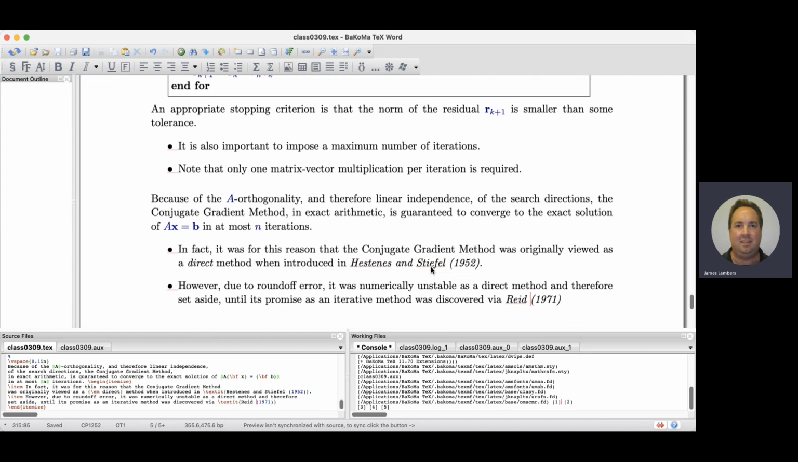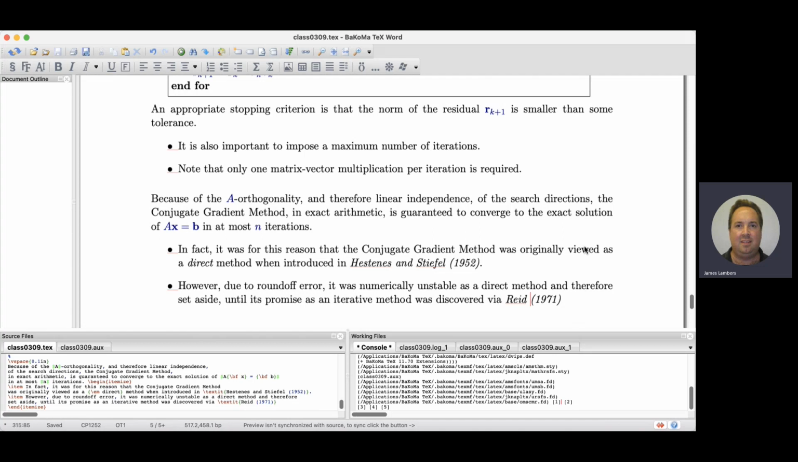But in practice today, it's used for very large systems of equations where you would not want to carry out n iterations, but hopefully it would converge rapidly enough that you could get a sufficiently accurate solution in a lot fewer than n iterations, especially if you have good preconditioning. All right, so this is the state of the art for solving general symmetric positive definite systems, particularly for the cases where A is large and sparse.